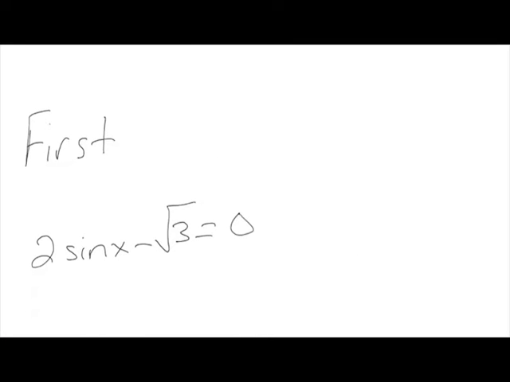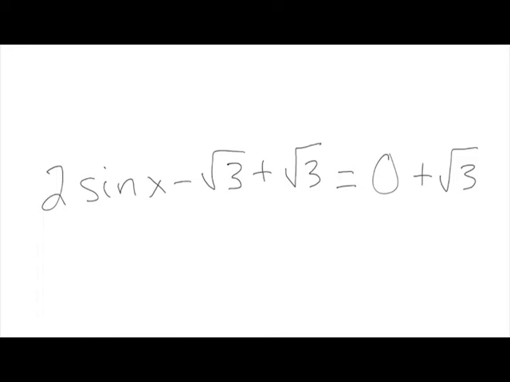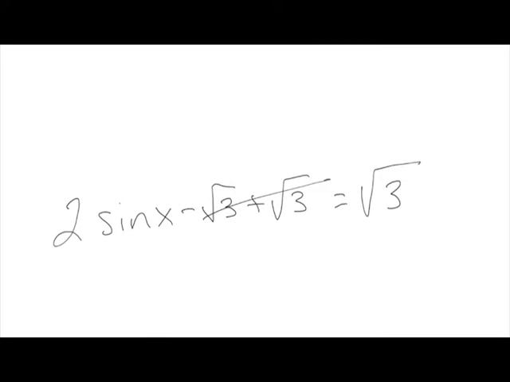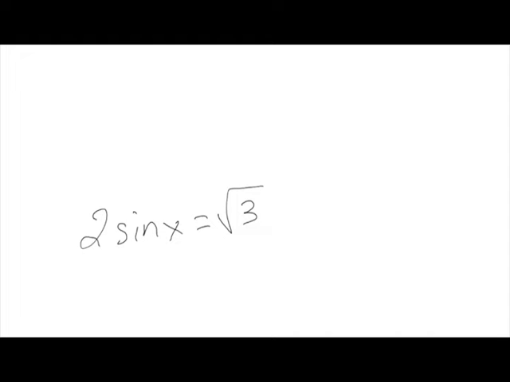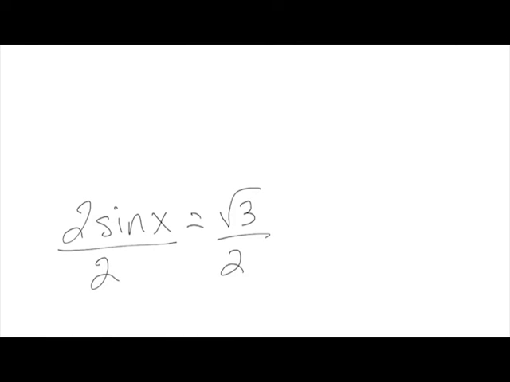First, let's deal with 2 sine x minus the square root of 3 equals 0. Now, we need to get sine x on one side by itself. So what we do is we add the square root of 3 to both sides, with positive square root of 3 and negative square root of 3 canceling out, and square root of 3 plus 0 leaving square root of 3, which leaves us with the new equation 2 sine x equals square root of 3.